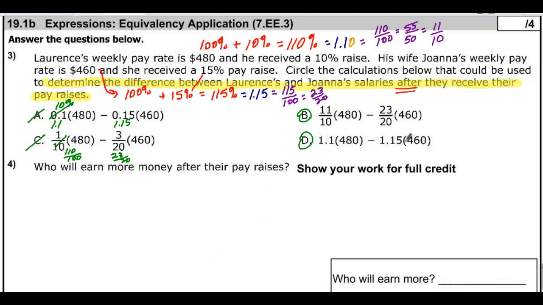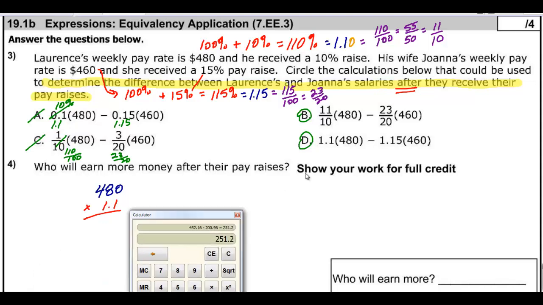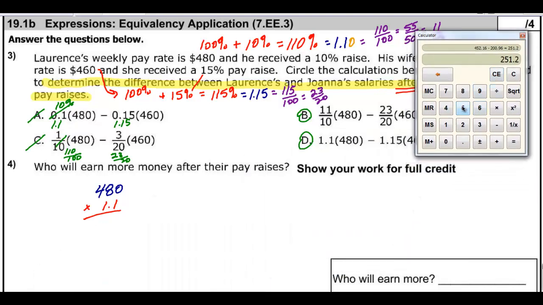110%, 115%. Who will earn more money after their raise? Well, we now need to figure out what they're each going to get. So here's Lawrence. Lawrence is currently receiving $480, and we're going to multiply that by 110%. So let's bring up our tool here. Remember, we use the tools that we're given. 480 times 110% is equal to $528. So 480 is what he was earning before. 528 is what he's earning now.